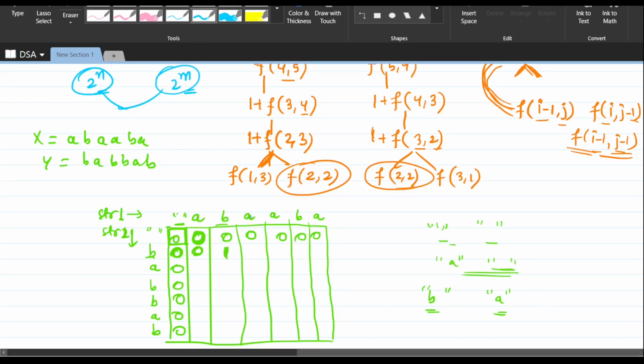Okay. Similarly, here we check b and a. Is b and a equal? No. So I will take the maximum of these two values. It will be 1. Then I will check b and a, is it equal? No. So I will take the maximum of these two values. It will be 1. Then I will check b and b, is it equal? Yes, b and b is equal. Then I will say 1 plus this value. It will be 1. Then I check b and a, is it equal? Not equal. Then I will take the maximum of these two. It will be 1.